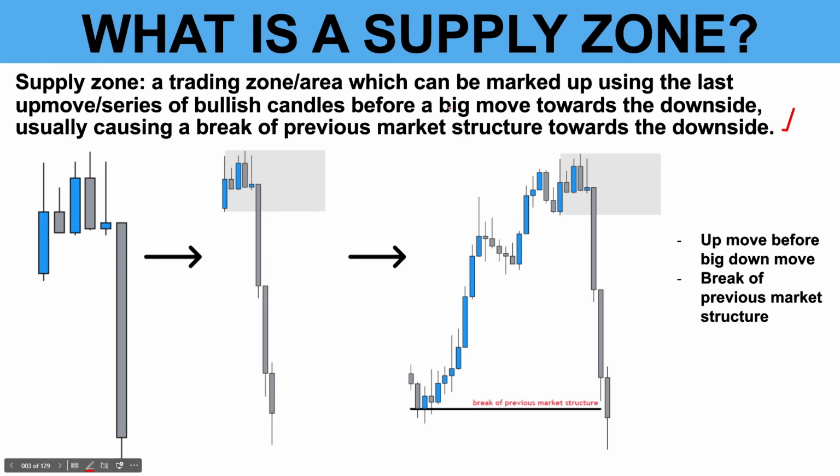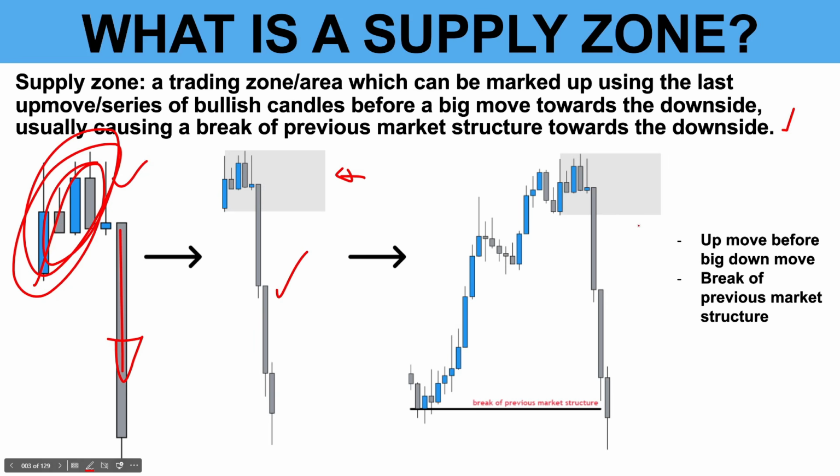So the 3 things that we've gone through so far: a trading zone / area which can be marked up as the last up move or series of bullish candles before a big move towards the downside. So here we can see the last up move in this movement before the big drop towards the downside is this series of candles here. We mark it up using a box, and this is the apparent big move towards the downside, right? And the last thing we mark up is that previous break of structure. So as we can see right there.